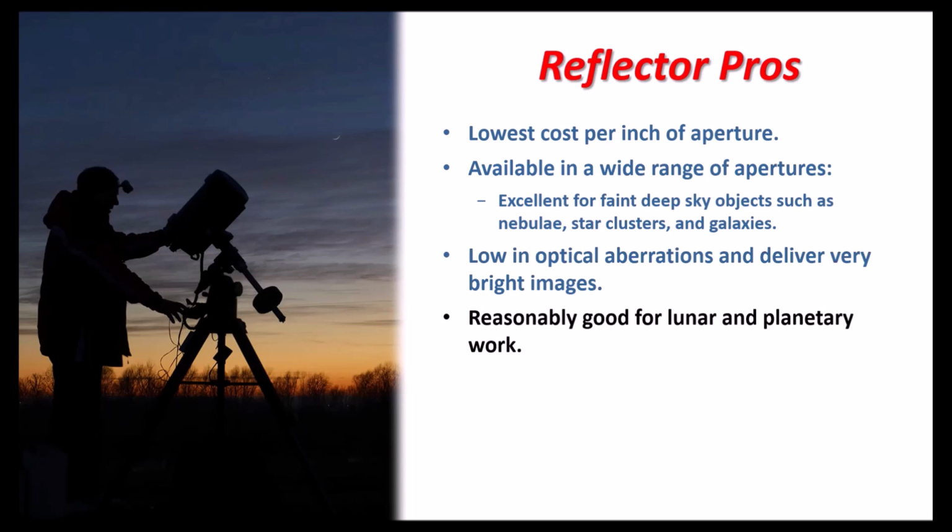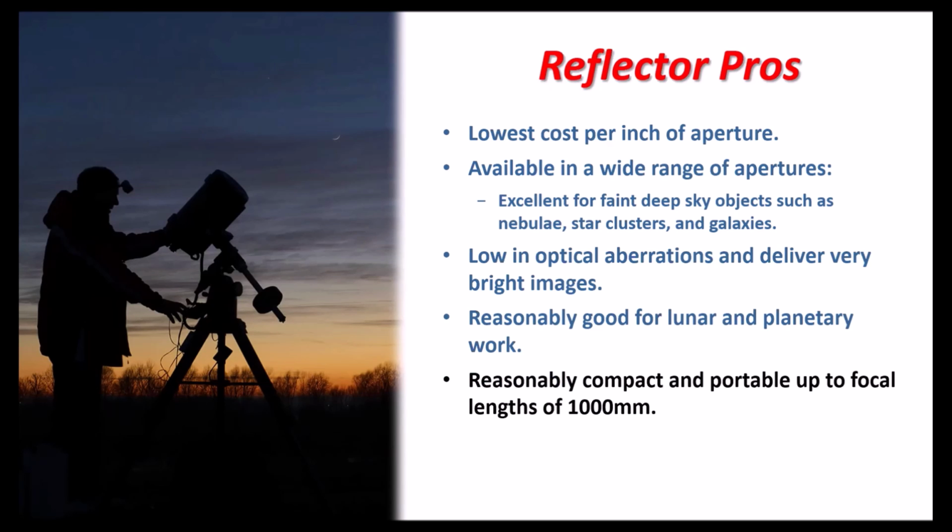Now, the larger types that are a bit longer in focal length, like say an f6 or an f7, are still pretty good for the moon and planets. When you compare them with a similar sized refractor, I mean, the refractor is going to kick its butt, but still, they deliver very good, respectable views. There really isn't anything to be ashamed of there. They'll do you well. And they are still reasonably compact and portable up to focal lengths of about 1,000 millimeters. But even really large versions can be a lot more portable than you might imagine.